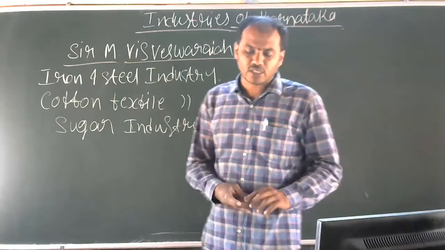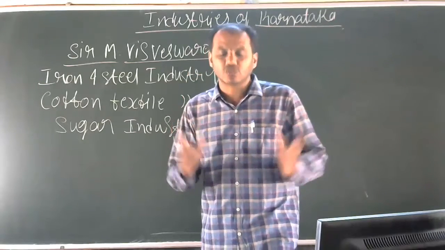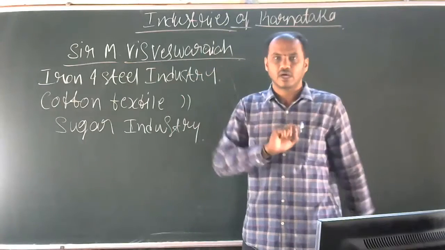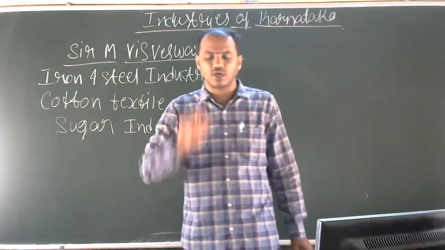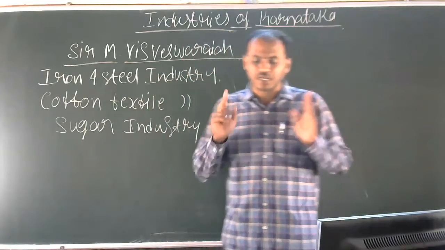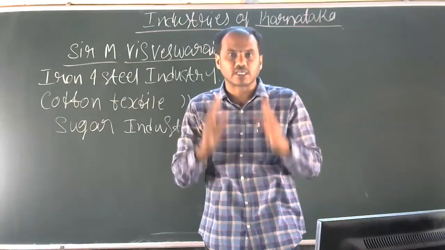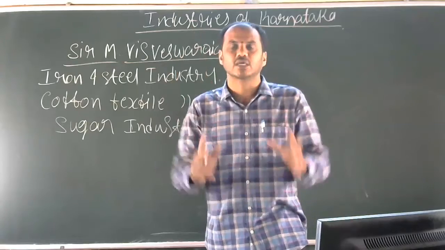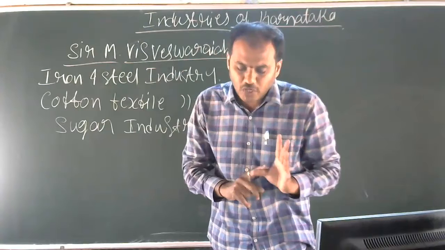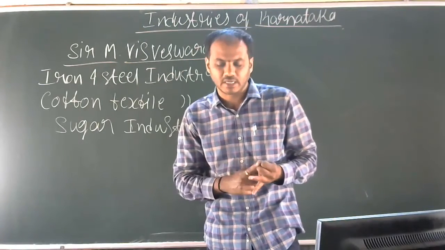So the sugar industry is one of Karnataka's important large-scale industries. It is also an agro-based industry. Why is it agro-based? All the factors necessary for the development of the sugar industry are favorable in Karnataka. We have a favorable climate. Sugarcane production requires a humid climate, power supply, local market, and transport system.